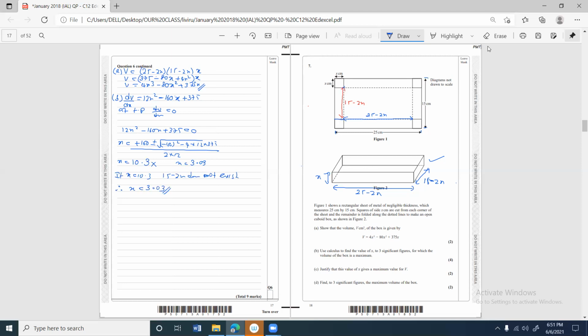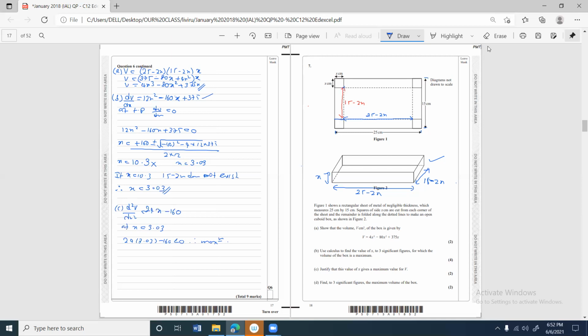Then part C: justify that the value of x is a maximum value. Justification comes with the second differentiation. d squared V by dx squared means you need to differentiate this expression again, so it turns out to be 24x minus 160. Then at x equals 3.03, 24 times 3.03 minus 160 is less than 0. Therefore, it's a maximum. That's the answer.